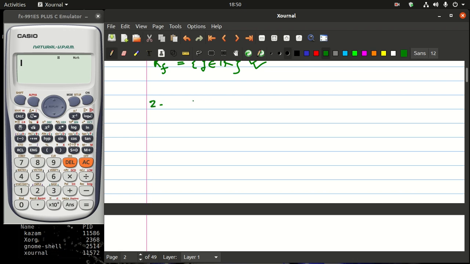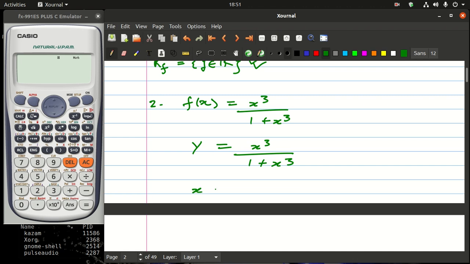Question number 2 was saying we have f of x is equal to x to the power 3 divided by 1 plus x cubed. So we have x cubed divided by that. Now, of course, we're going to change this and say we have x to the power 3 divided by 1 plus x to the power 3. The next thing we do, we interchange x and y. Where there is y, plug in x. Where there is x, I'm going to plug in a y. And then I have 1 plus x. No, this is supposed to be y cubed.